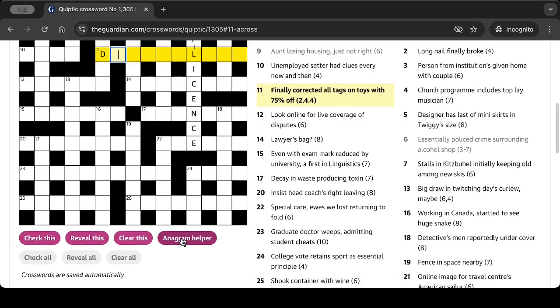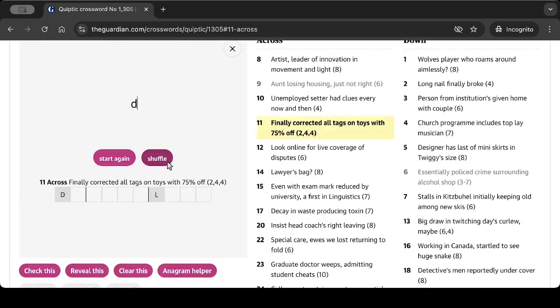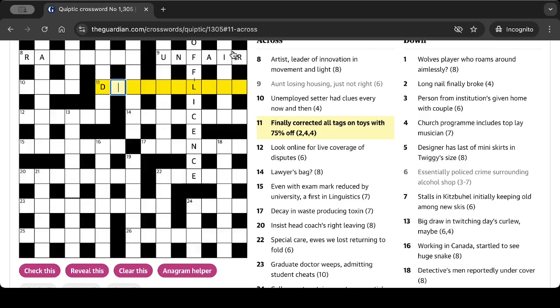So let's stick the anagram helper on. We've got the D at the beginning, all tags on. If we shuffle this, we're looking for something that means 75% off. Let's just jump around this a bit. So what could be the letter that comes after the D? It would have to be an A or an O. So let's put an O in there and try this again.